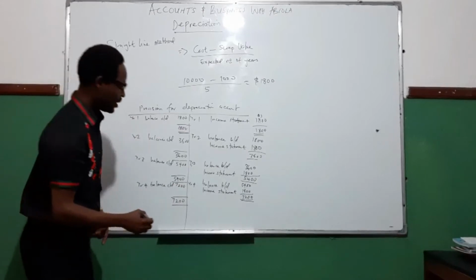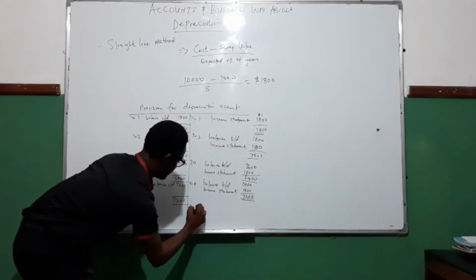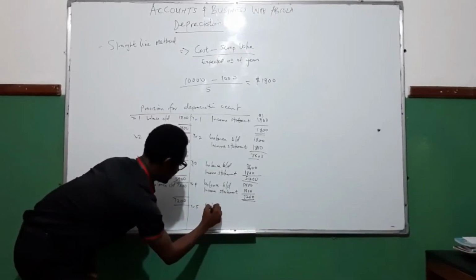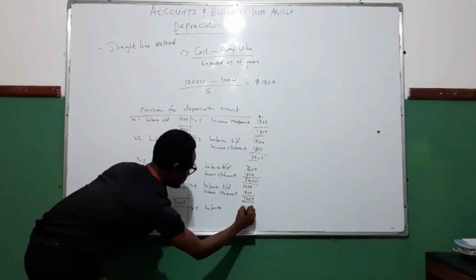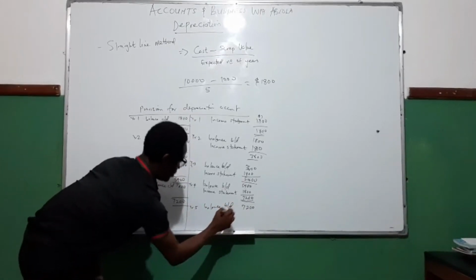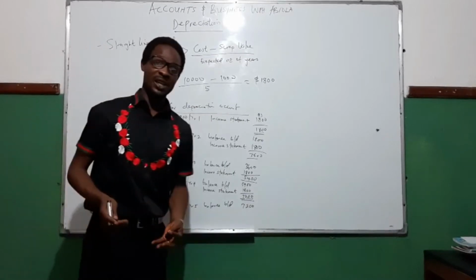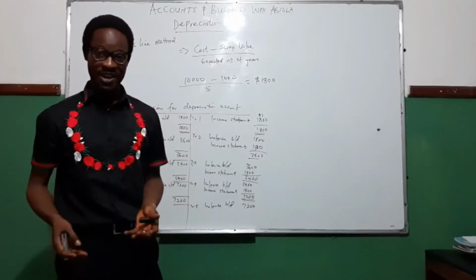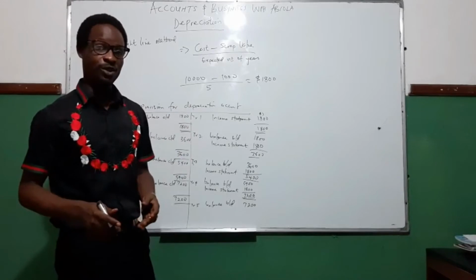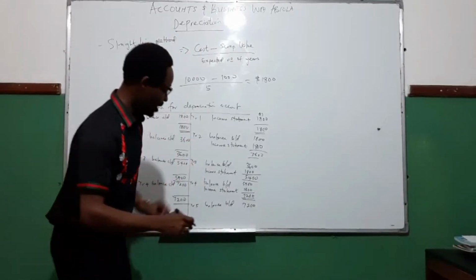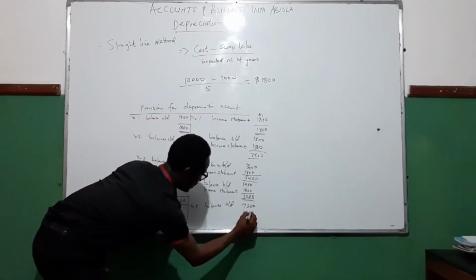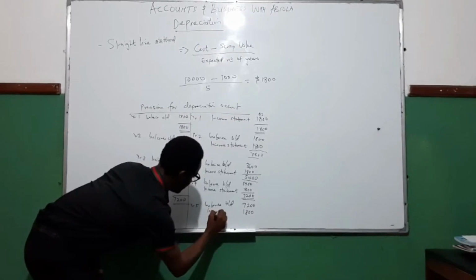And at the beginning of year 5, this balance of 7,200 is balance brought down. And since it's straight line method, the depreciation for that same year alone is going to also be 1,800 charged to income statement.